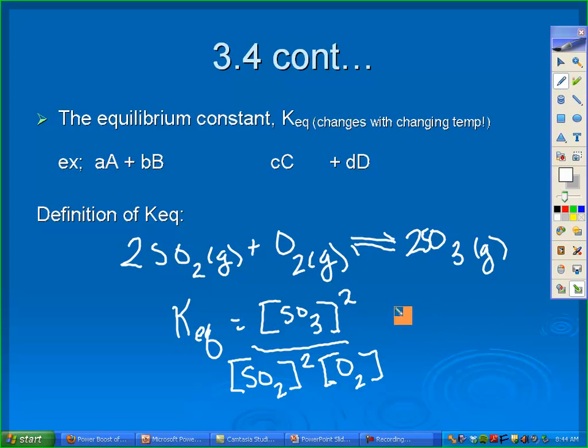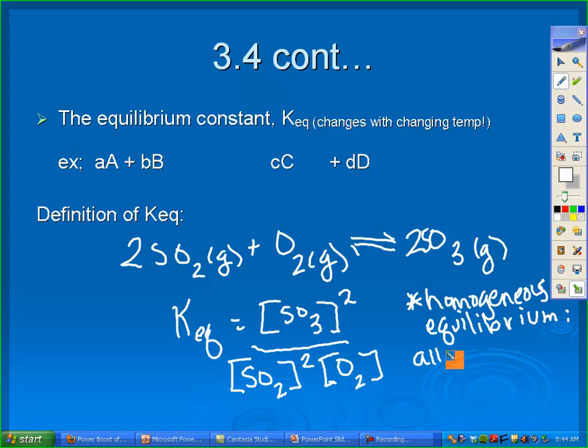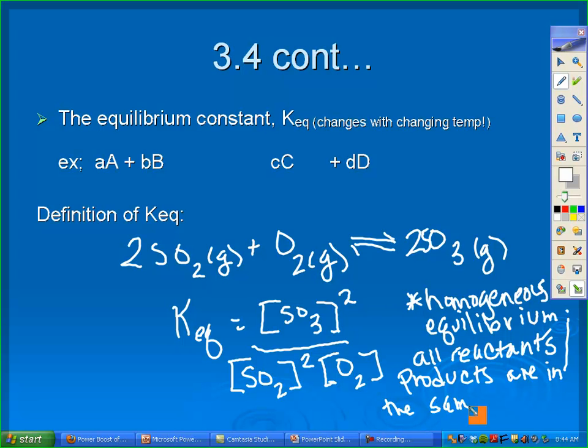So there you go. This right here for this reaction is called a homogeneous equilibrium, because all reactants and products are in the same phase. And it happens to be a gas in this case. So that's called a homogeneous equilibrium. All gases, all reactants and products in the same phase.